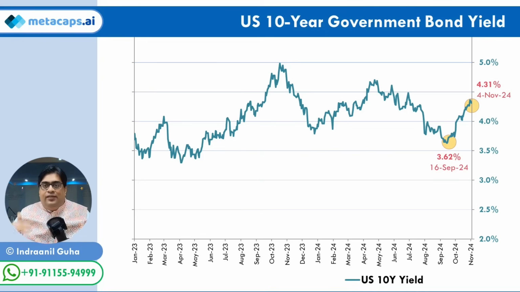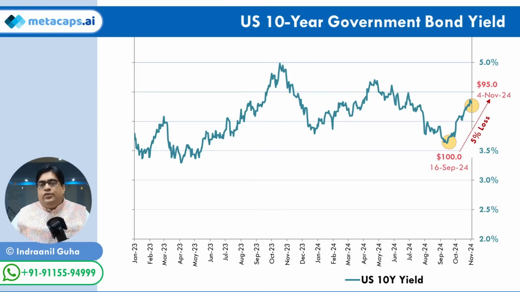If you look at this in terms of how an investment of $100 in US government 10-year bonds would have performed during this time, a $100 investment in US government bonds made on 16th of September 2024 would have been reduced to $95 by 4th November 2024. That's a loss of 5% in a matter of just 1.5 months.